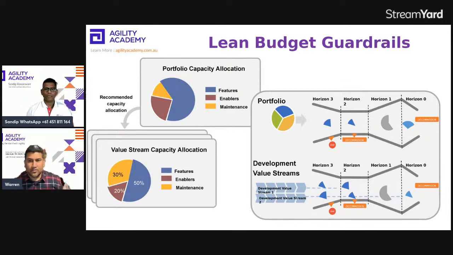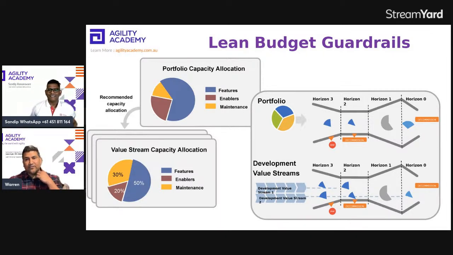Warren, have you got any insights on lean budget guardrails? Because if you have got 100 million, I know every project manager, delivery manager wants to have a share within that big pie. Sure.